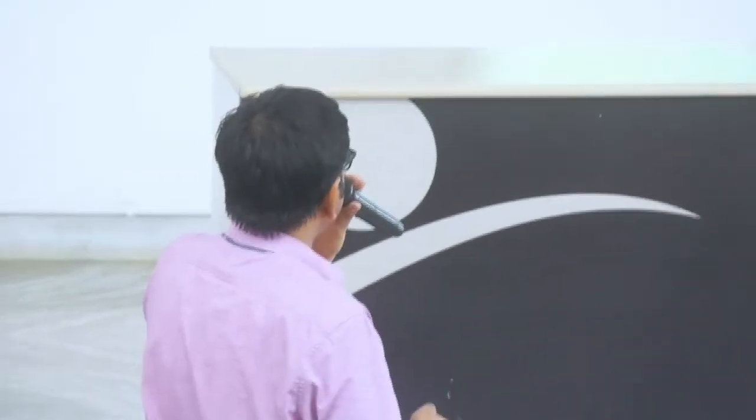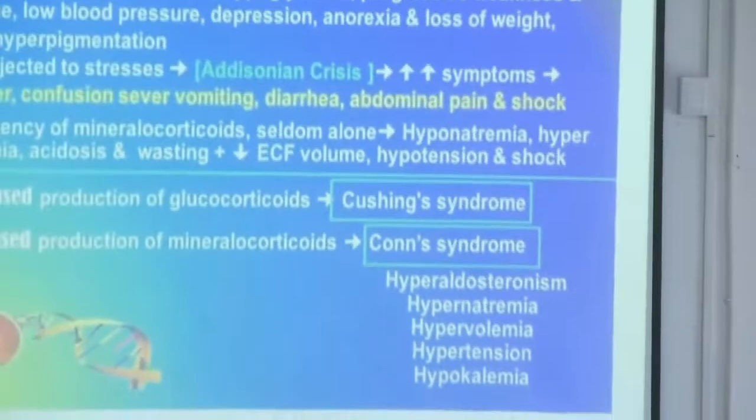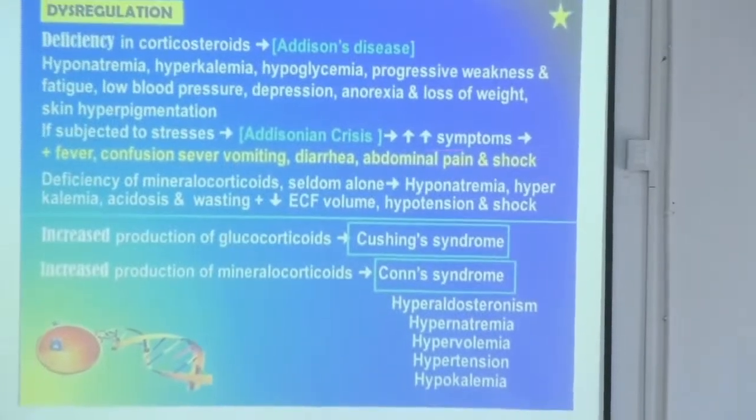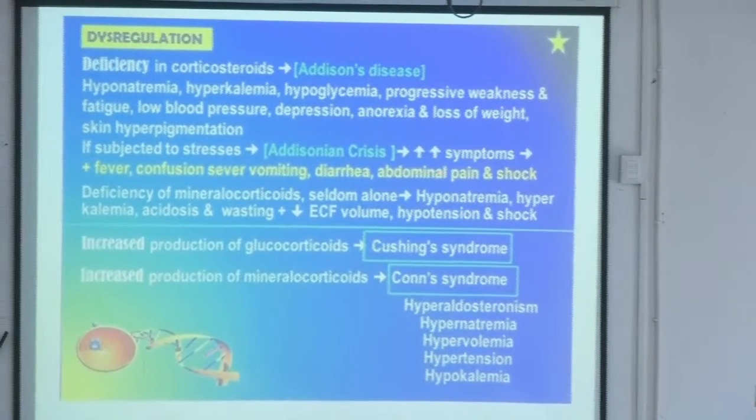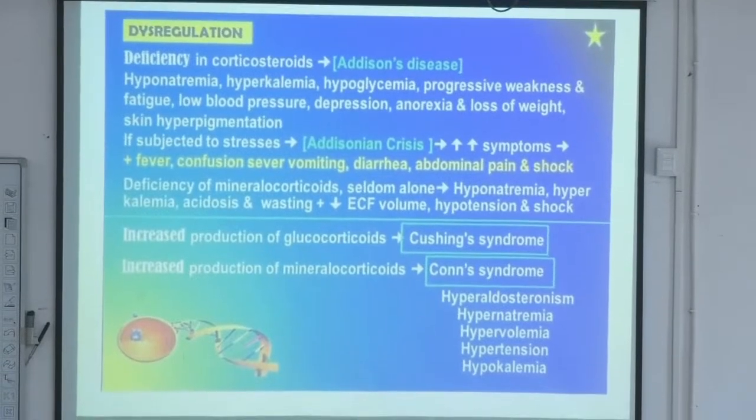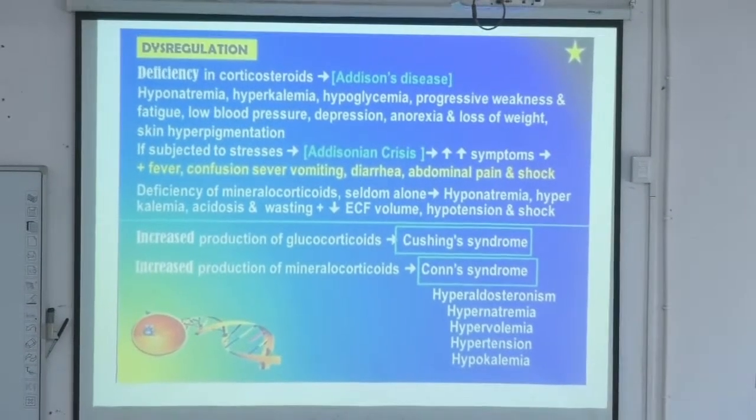When there is stress, the symptoms become very high and often, because of that situation, there is an associated fever, confusion with vomiting, diarrhea, abdominal pain and shock. So this is Addison's disease.